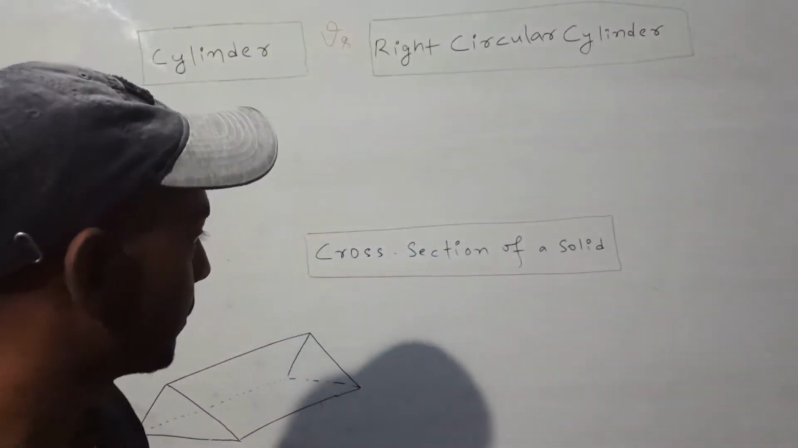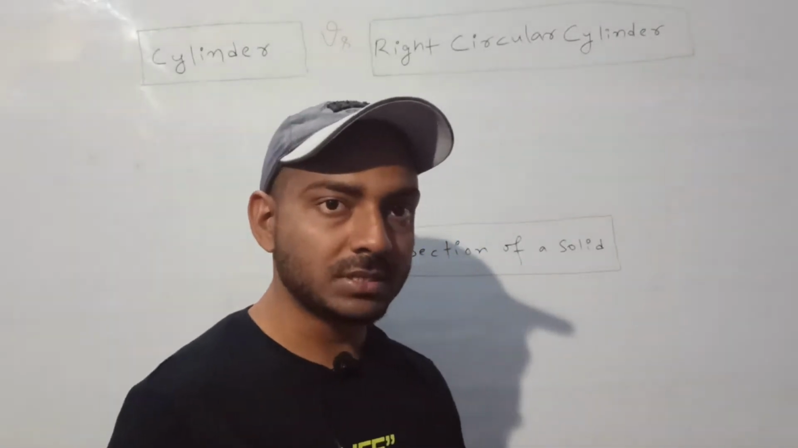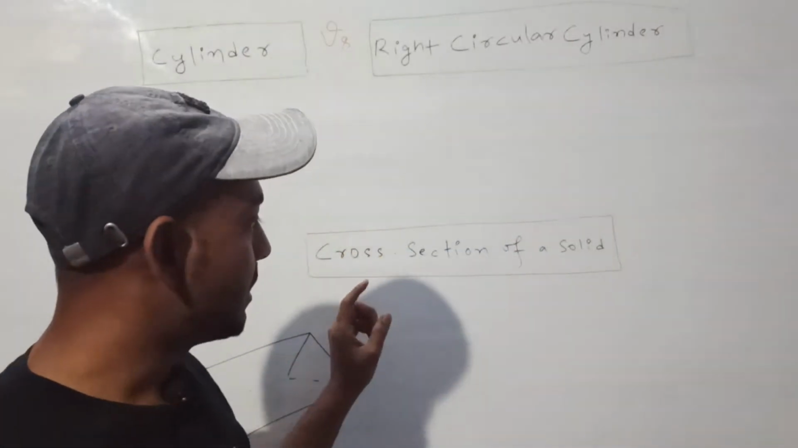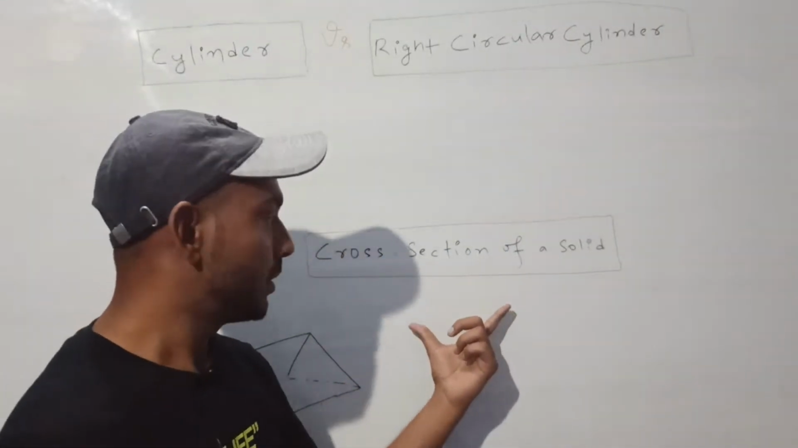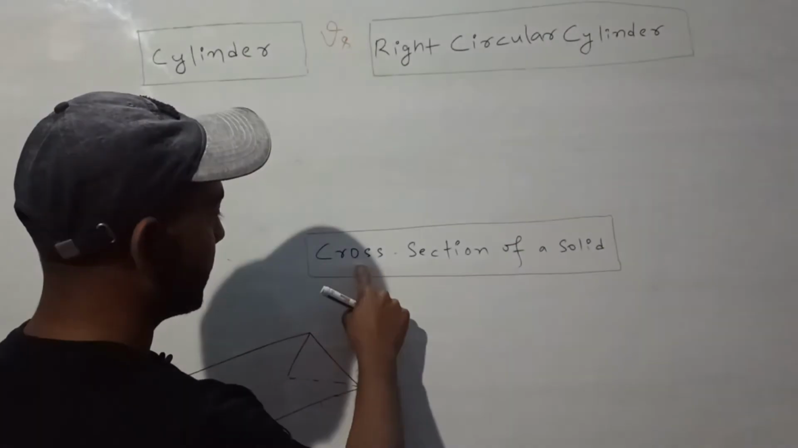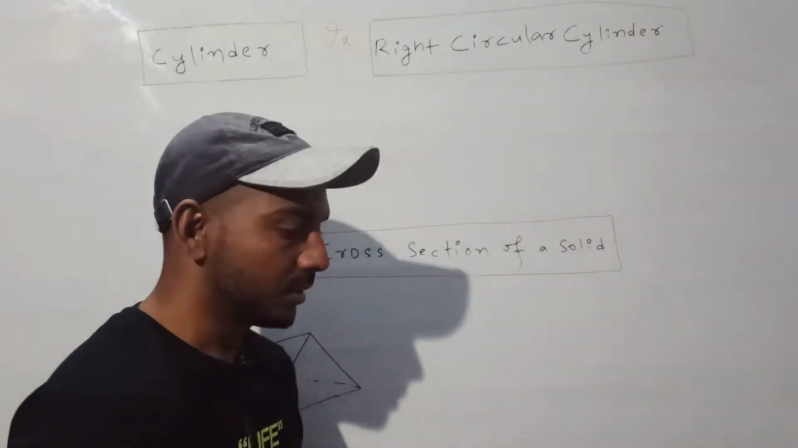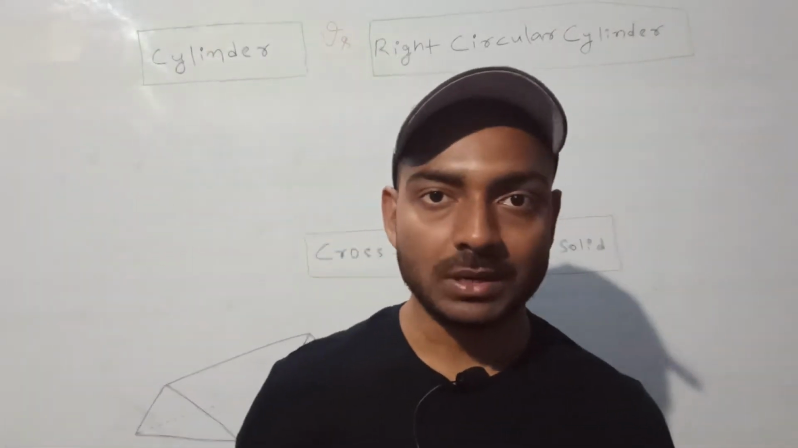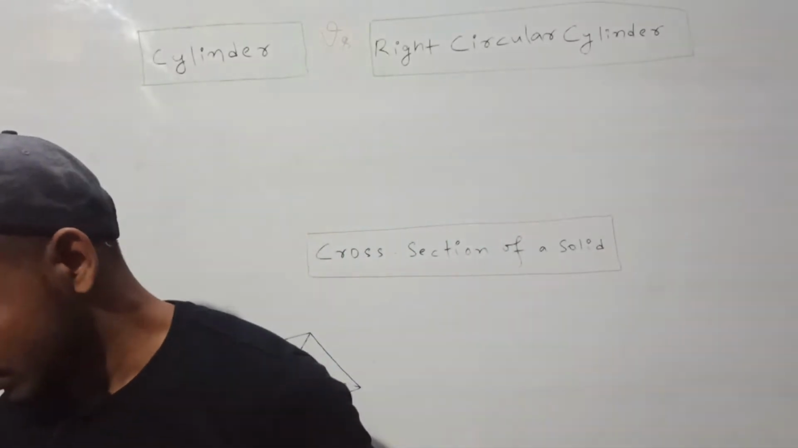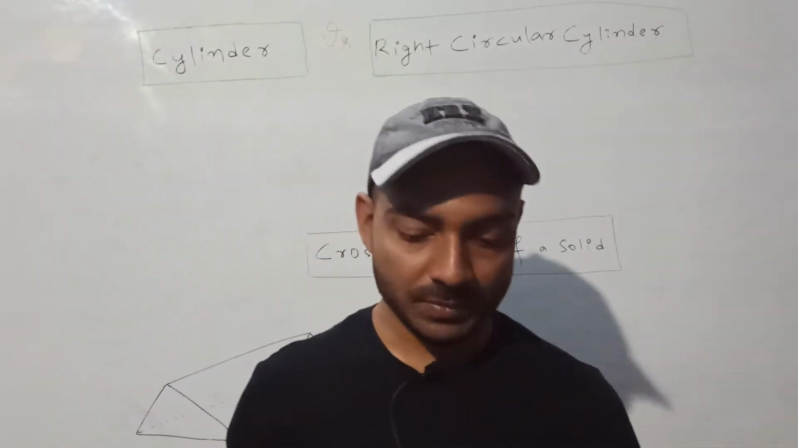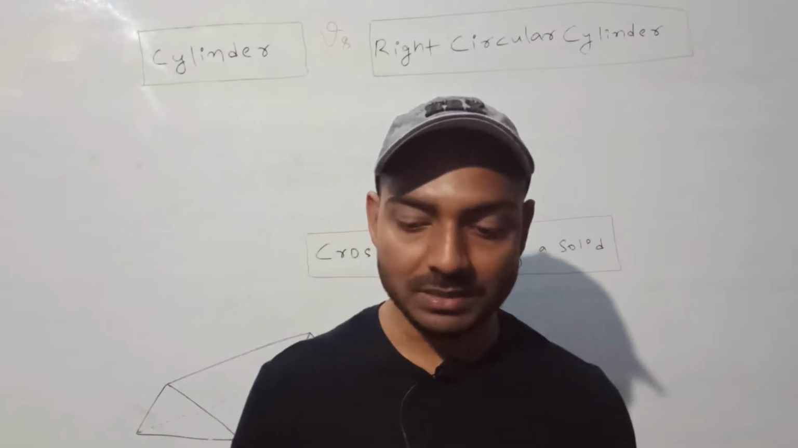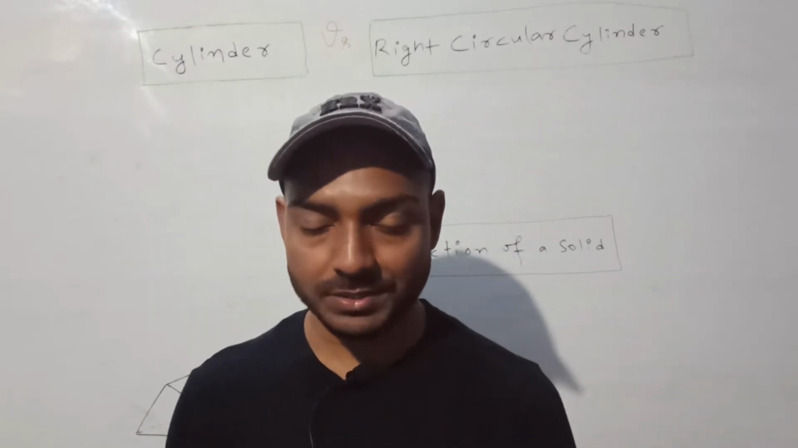Okay, now. Before discussing all this, at first let me define a term for you. I will first define the cross section of a solid. We will learn what a cross section of a solid is, and I will explain this using some mathematical models.